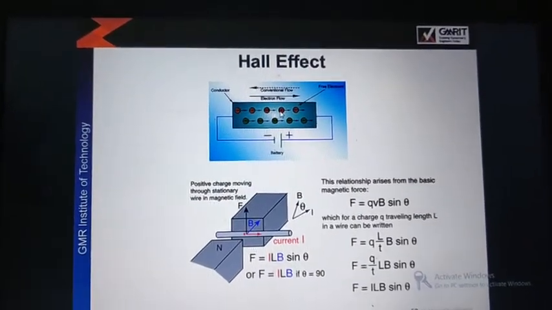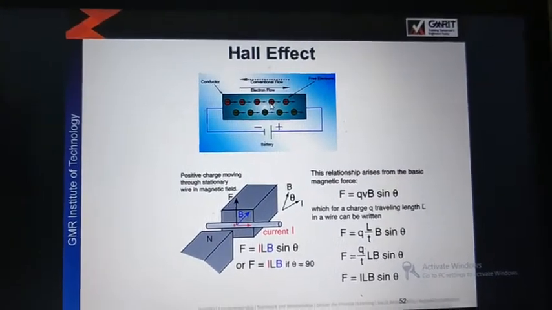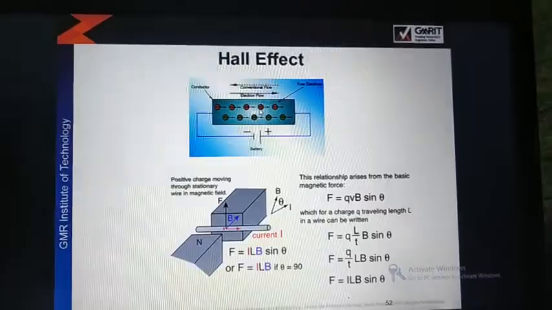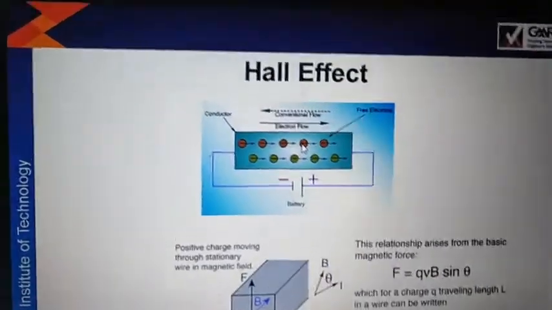Good morning students, welcome to the 9th lecture on unit 3. Today we are going to learn about Hall effect and then drift and diffusion current densities. So let us discuss about Hall effect.